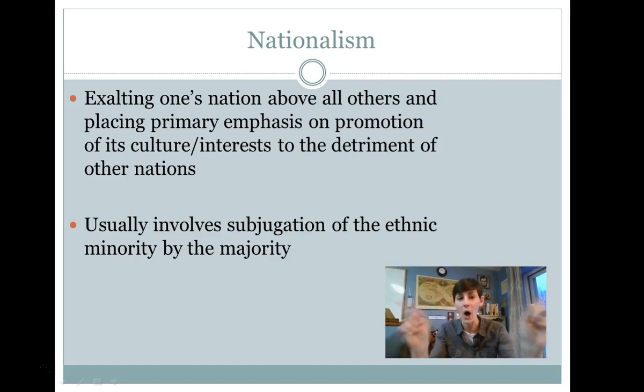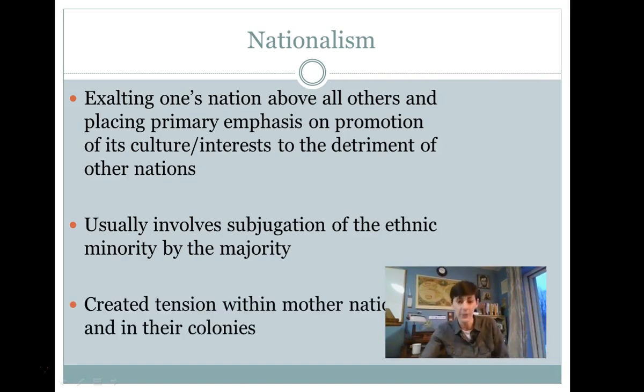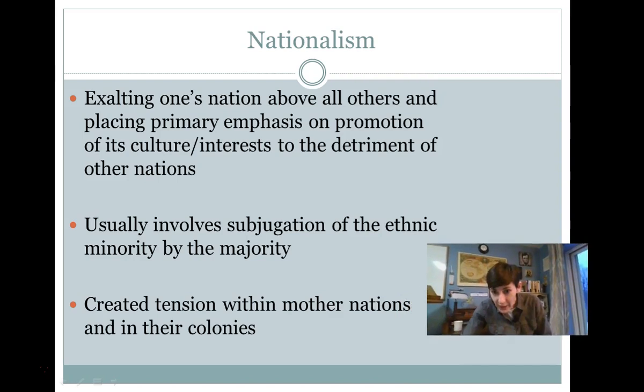So this usually involves, and this is a good word, subjugation. It's a nice big SAT word, right? Subjugation means to make subject. Basically, when you're subjugating someone, you're forcing them to be below you in the hierarchy. You are establishing your power over them. So basically, the majority subjugated the minority. And this, of course, let me move my little recording box here off to the side, created tension within parent countries and, of course, between their colonies.